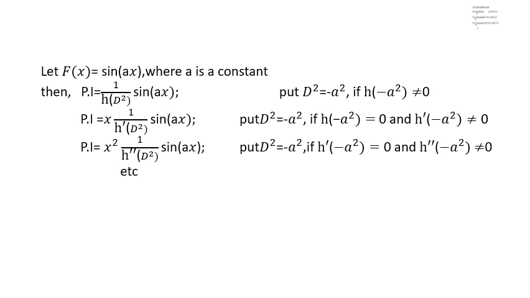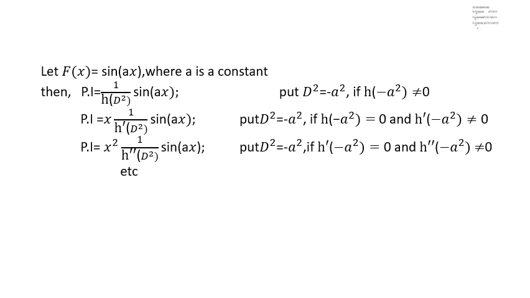What does this capital F(x) mean? The function given on the right-hand side. So I repeat, to find the particular integral, first you write PI equal to 1 by h(D²) operating on sin ax or cos ax. So in this one, you put D² equal to minus a² such that the denominator is not equal to 0.